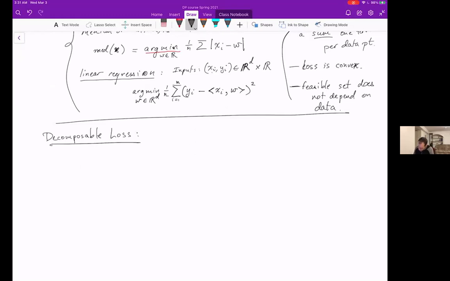So we'll say that L of W, X, where X is a data set, is decomposable if it can be written in this form as the sum from i equals 1 to n of some little loss function, L of W, xi, that's been applied to each data point individually. So these are called individual losses.